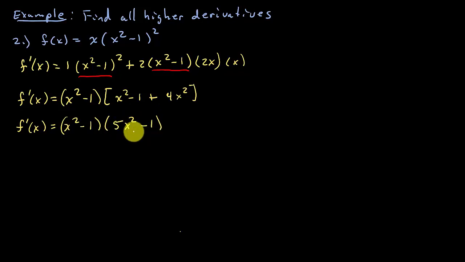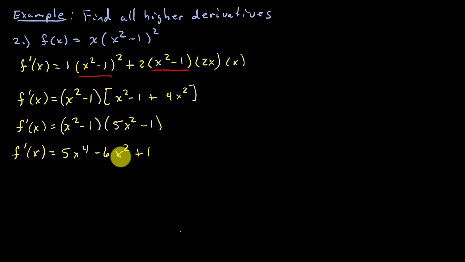And then for this one, we could use the product rule again if we wanted to. But how about we go ahead and foil this out? So that's going to be 5x to the 4th, and then minus x squared minus 5x squared. So that's minus 6x squared and then plus 1.